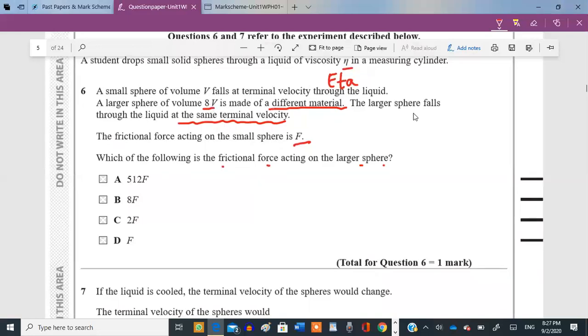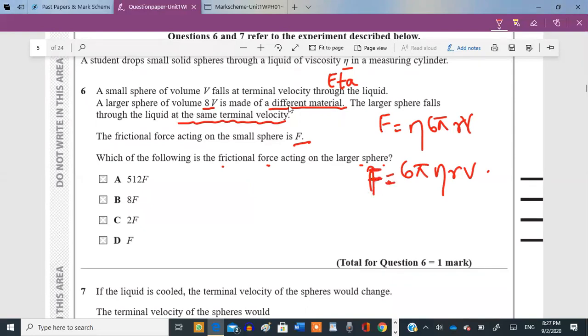Okay, so what was the viscous drag force formula? It's 6 pi eta r v, where v is the terminal velocity. This is the formula according to Stokes' law that we learned.